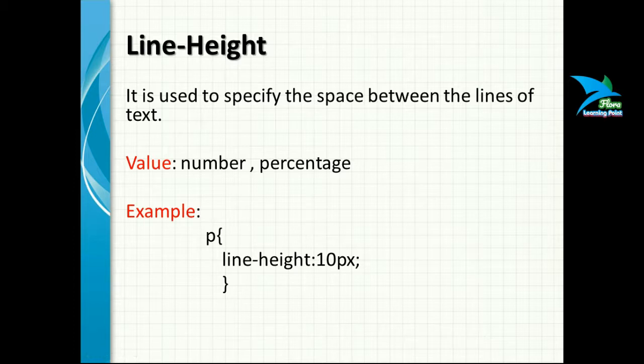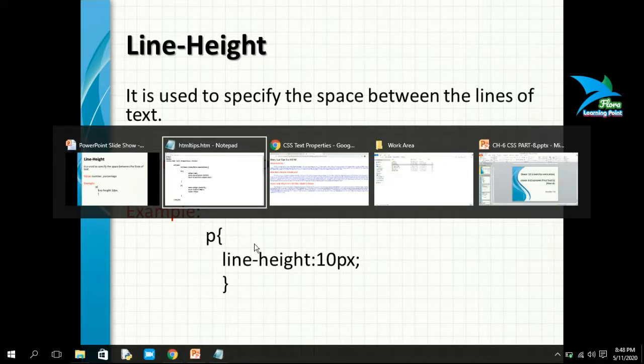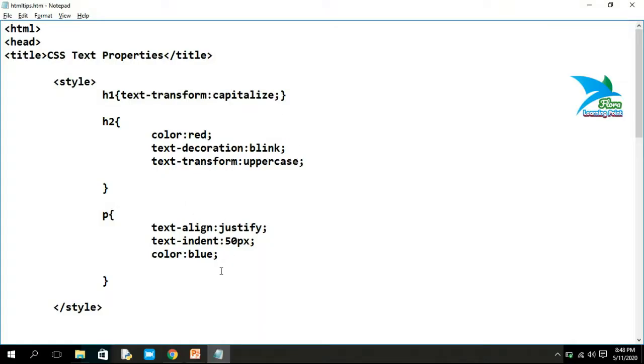Next property we are having is line height. It is used to specify the space between lines of text. So we can specify the value as a number or percentage if you want to increase the height of each line, or you can say increase the space between the lines, then you can use this property. So let's start, I'll use this with the paragraph tag because we need multiple lines.